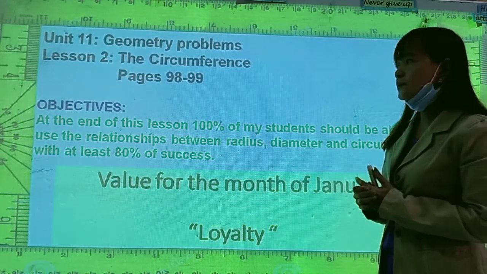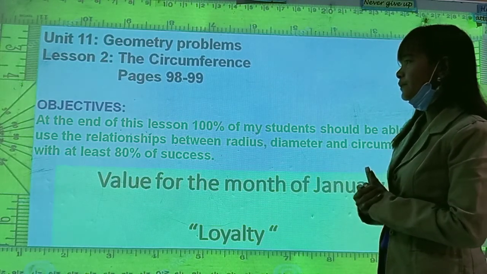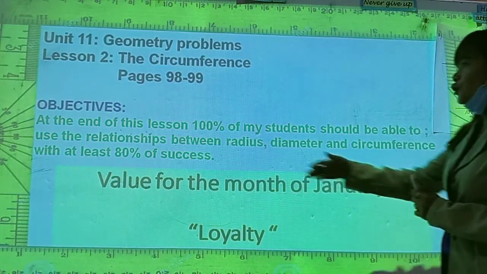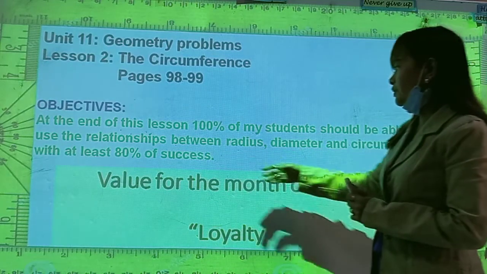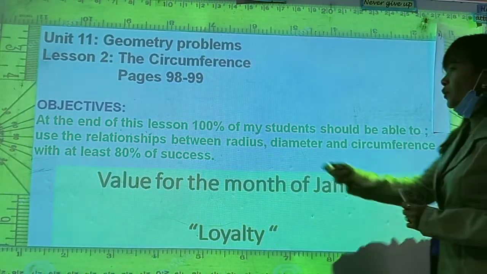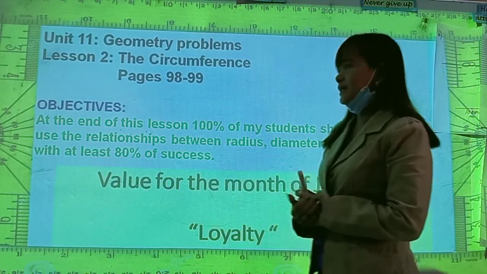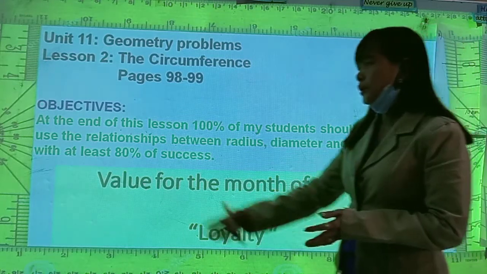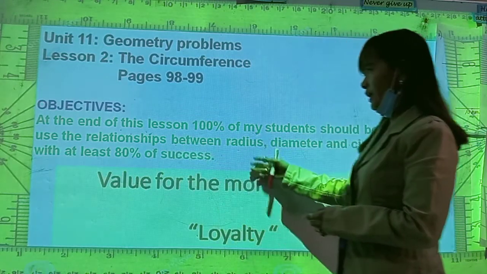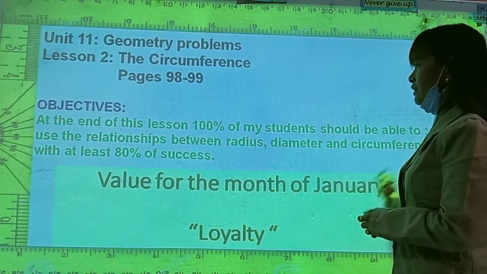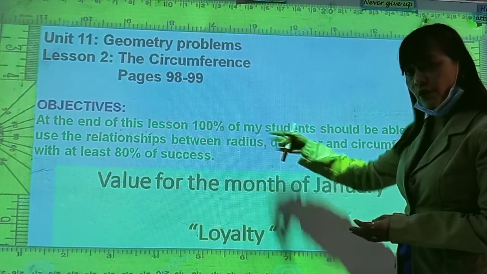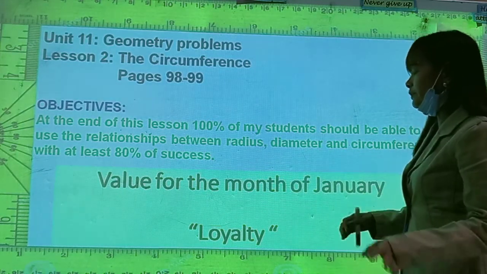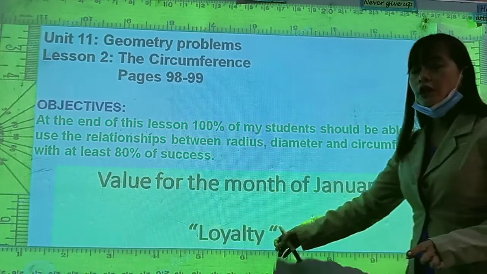To start with our lesson, our main objective for this morning is, at the end of this lesson, 100% of my students should be able to use the relationship between radius, diameter, and circumference with at least 80% success. Again, class, our main objective is to use the relationship between radius, diameter, and circumference. And for our core value for the month of January, we have loyalty.